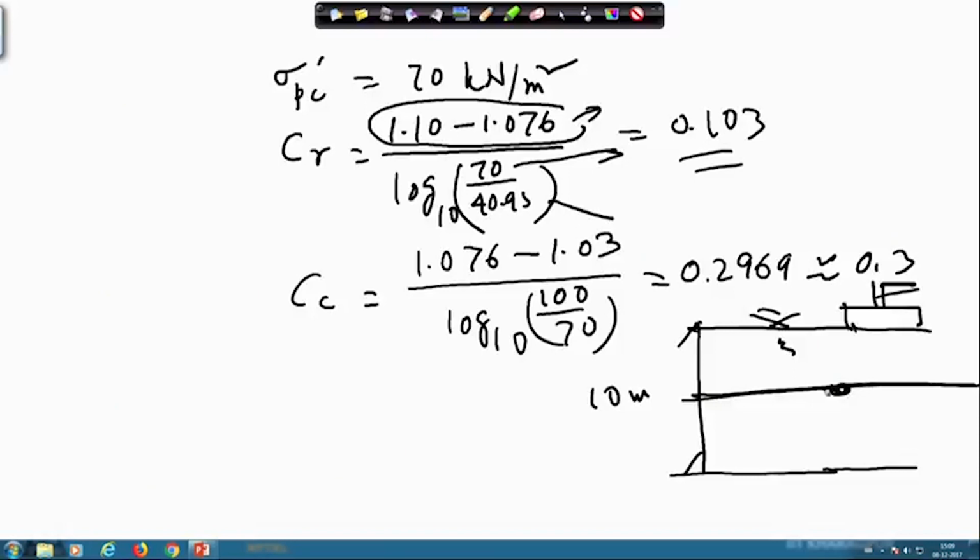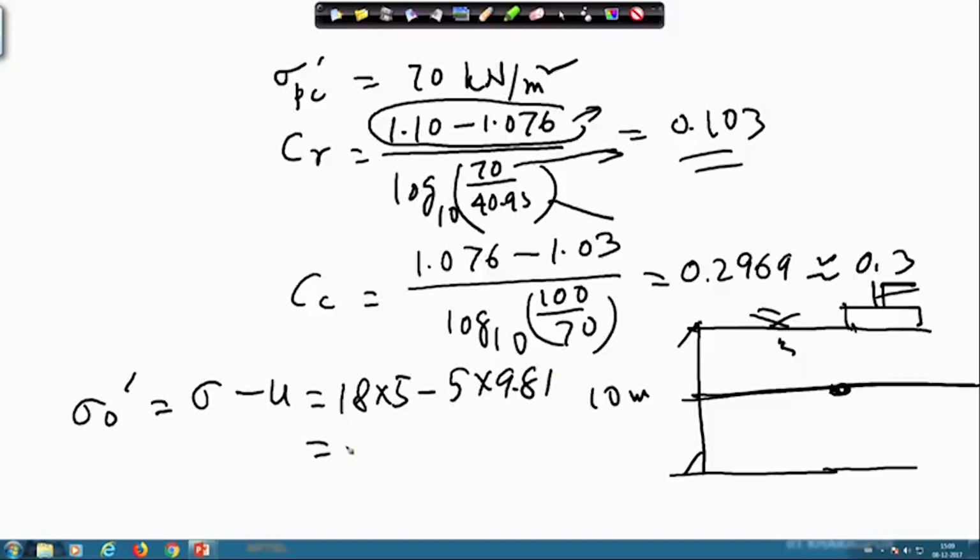So, you have to find out sigma naught dash at the middle of the clay layer, that means at 5 meter depth. So, at 5 meter depth, sigma minus u, where sigma is your saturated unit weight, which is given as 18. So, 18 into 5, minus u, which is 5 into 9.81. So, this will be your value 40.95. So, the initial effective overburden pressure is 40.95.